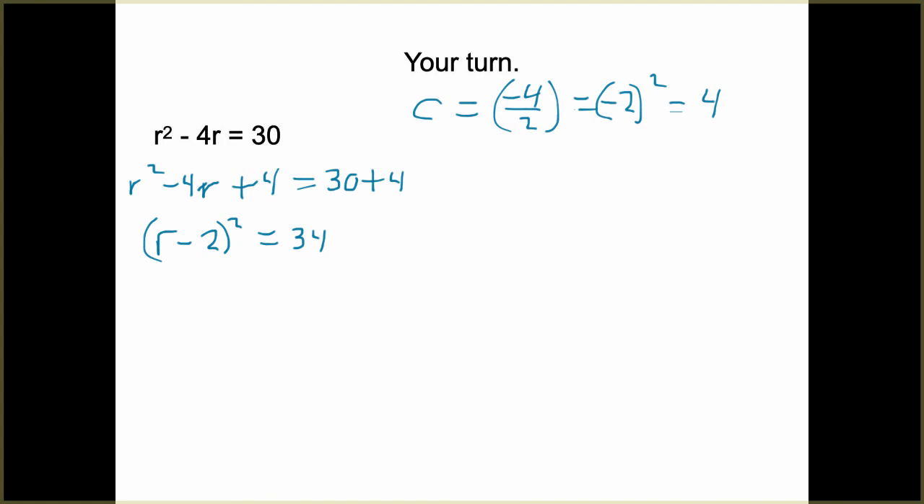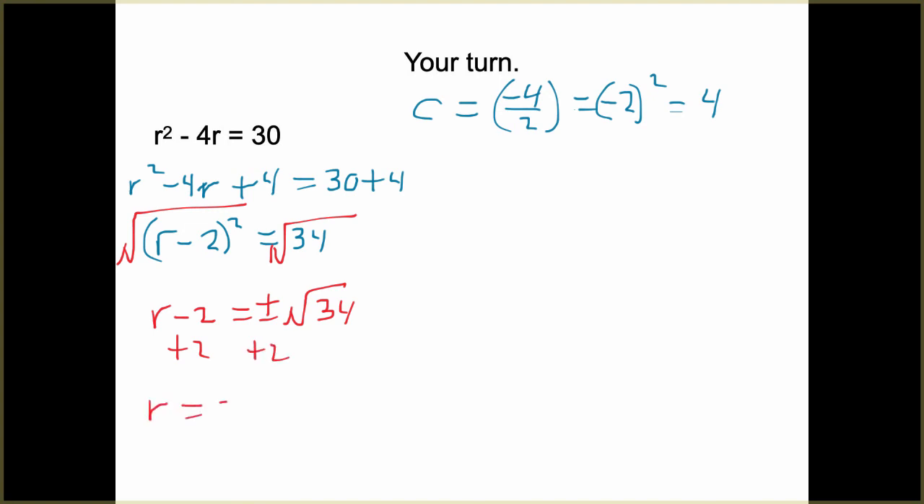We now have a square equal to a number. So we have our square root property we can use, take the square root of both sides, and we get r minus 2 equals plus or minus the square root of 34. Add the 2 to both sides. And it's customary to put the 2 out front like this: 2 plus or minus the radical 34.